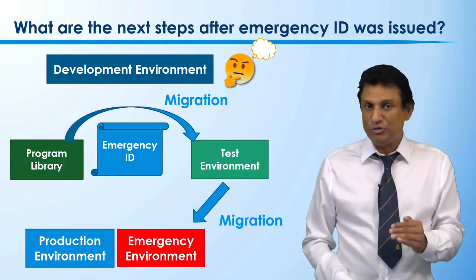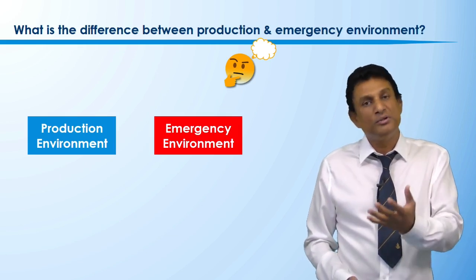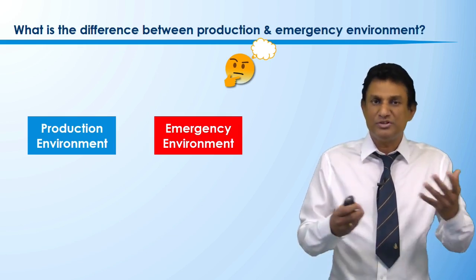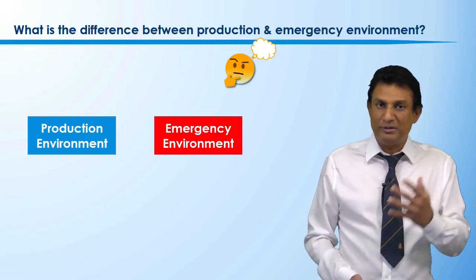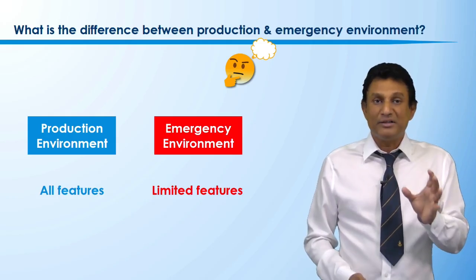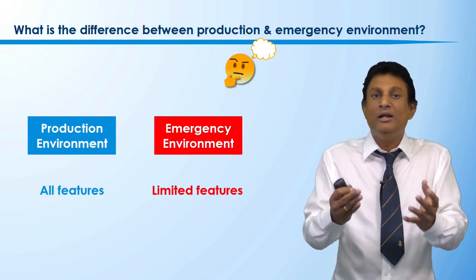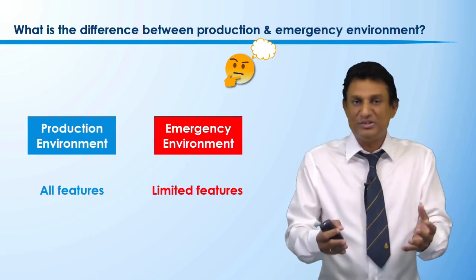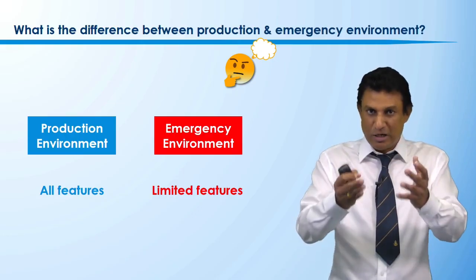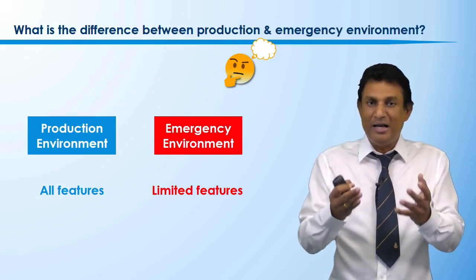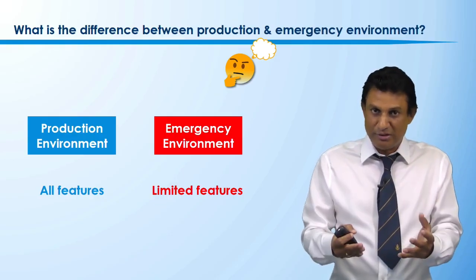The next question that I would ask you guys is: what is the difference between the production environment and the emergency environment? Can you guys think what the difference would be? The difference is that in the production environment we have all the features, and in the emergency environment we have what we call limited features. Let me give you an example, okay? We are talking about the e-banking system, service down, so we fix it as soon as possible under emergency, using the emergency ID and the emergency environment.